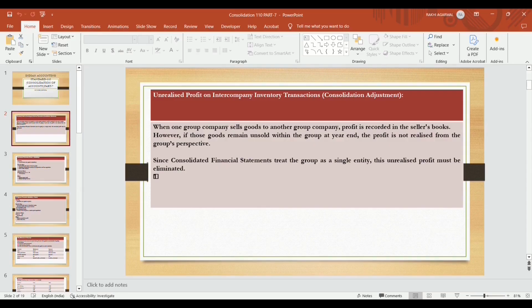When consolidated financials are prepared, the profit is not yet realized because it's a group company. The inventory is not sold to an outside party. So profit is not yet realized at that time. Since the consolidated financial statement treats the group as a single entity, this unrealized profit must be eliminated. So we have to eliminate the unrealized profit at the time of preparing the consolidated financial statement.